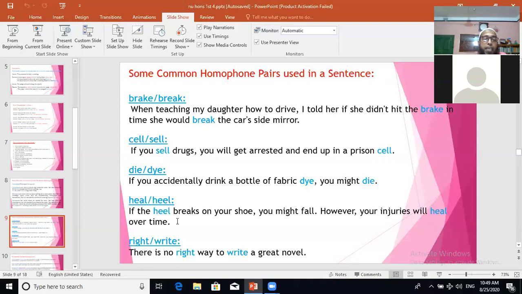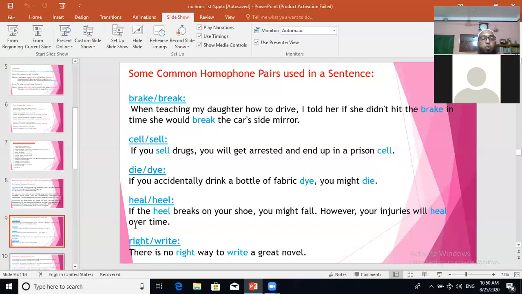Heel, heal. If the heel breaks on your shoe, you might fall. However, your injuries will heal over time. So heel, H-E-E-L, is a part of your foot, and heal, H-E-A-L, means to get recovered, to be cured. Have you got it? Right, write. These two are familiar words, of course, you know the meaning. There is no right way to write a great novel. So there is no right way, meaning no exact way, no 100% correct way to write a great novel.